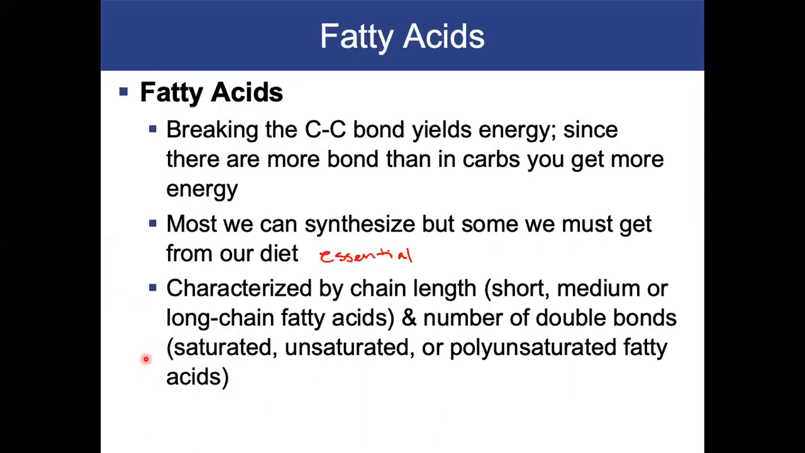How do we characterize these guys? We can say they're short, medium, or long chain fatty acids, and we characterize them by the number of double bonds. So saturated, how many double bonds does it have, guys? None. Good. Unsaturated. So monounsaturated means one double bond. Polyunsaturated means many double bonds. Okay.